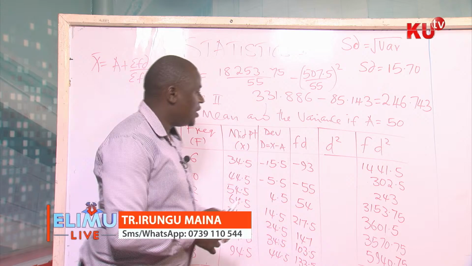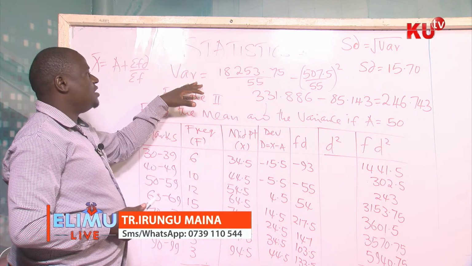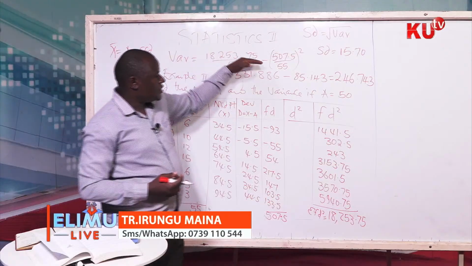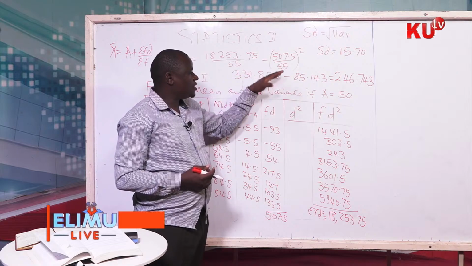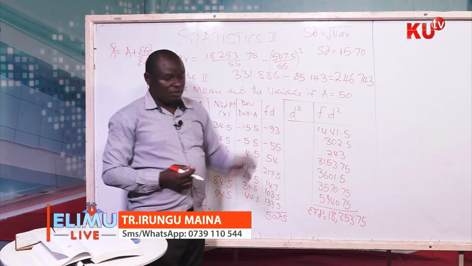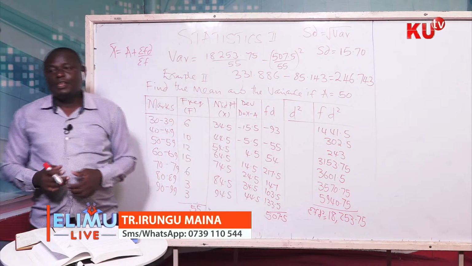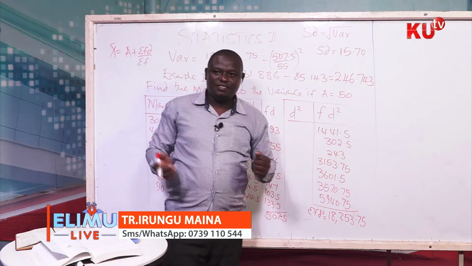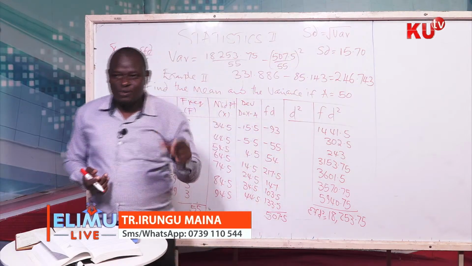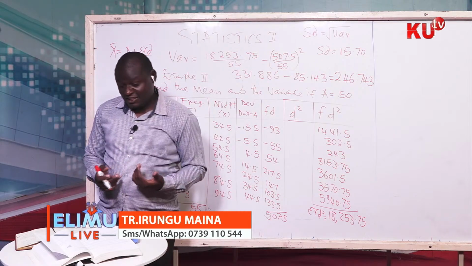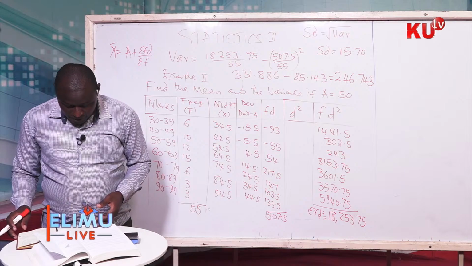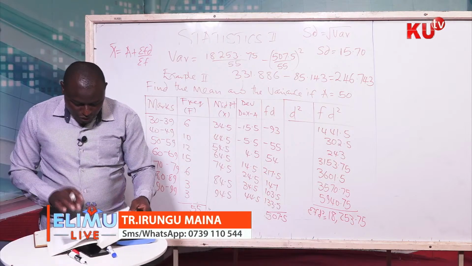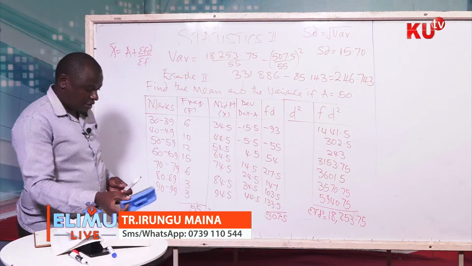F is not squared. Once you get that, then the variance is given by summation of FD squared over summation F, minus summation of FD over summation F, that squared. You get variance. And finally, standard deviation is simply the square root of variance. Standard deviation is very simple. Having said that, I want to give an exercise that you can do at home.